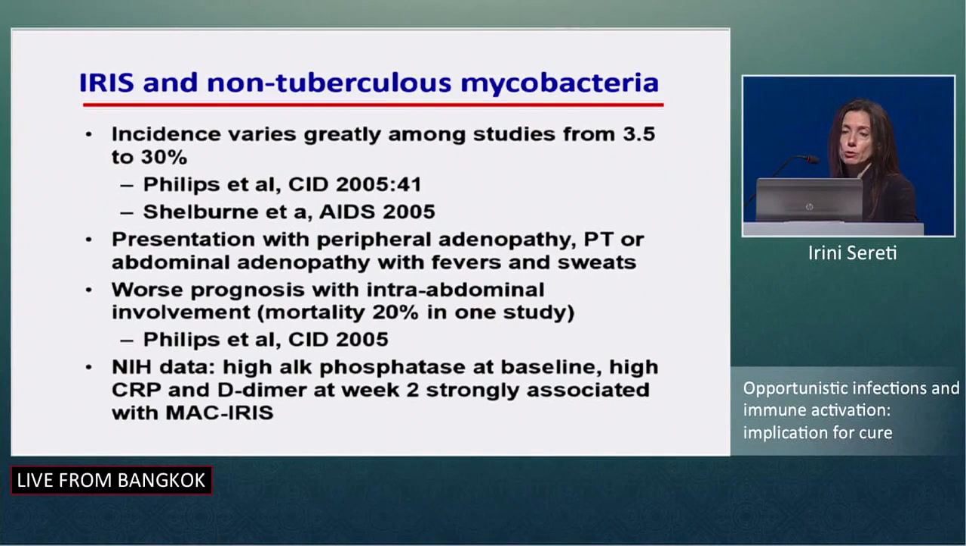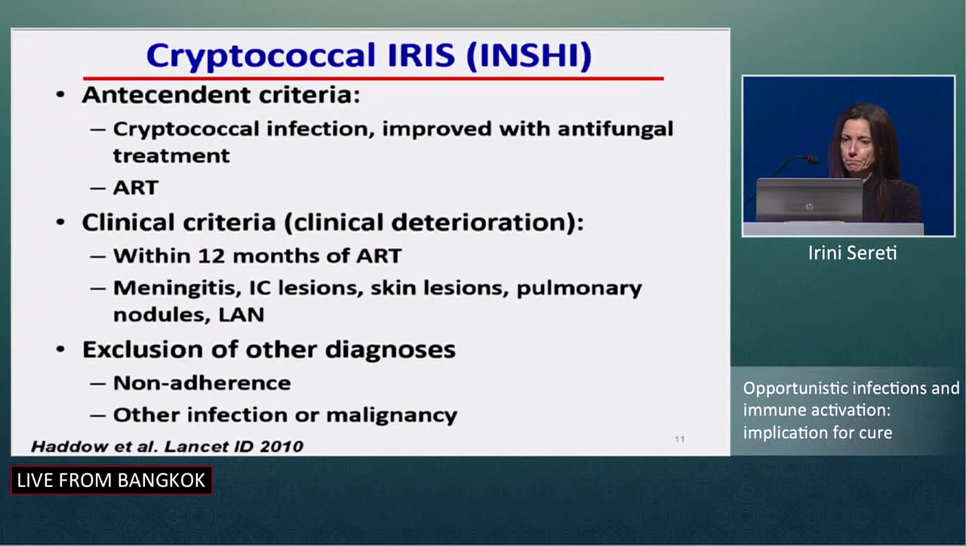With respect to non-tuberculous mycobacteria, less work has been done here, but the incidence can vary greatly, between 3 and 30%. It usually presents with necrotizing lymphadenopathy, very similar to tuberculosis, but can also have systemic symptoms. Overall, the prognosis is worse when there is intra-abdominal involvement, and we have some preliminary unpublished data showing that high alkaline phosphatase at baseline, as well as high C-reactive protein and D-dimer, may be helpful in predicting the development of MAC IRIS.